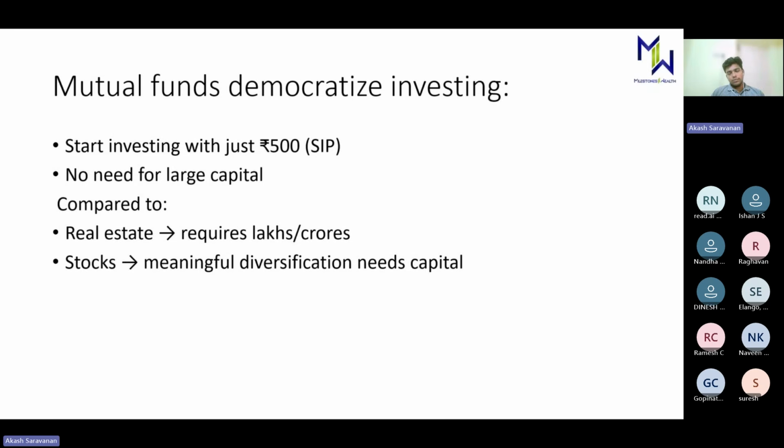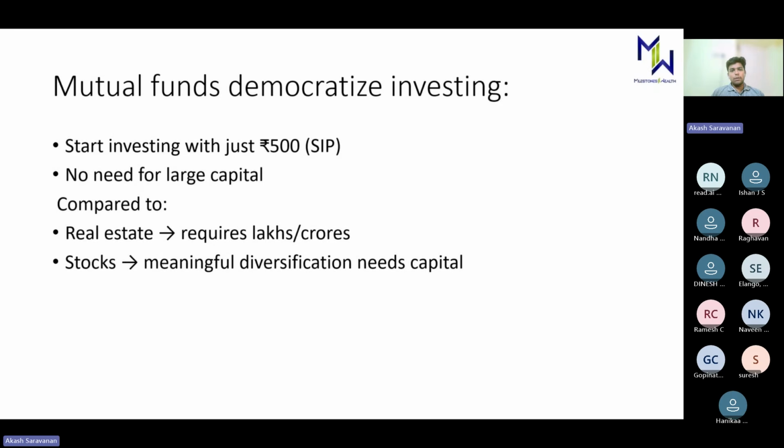Even in terms of other asset class investments, let's say real estate, you need a significant amount of money to buy land, be it gold, silver. But in terms of mutual funds, the main advantage is that you can start your investment with a small amount of money, even with a 500 rupees SIP. So there's no need for large capital. That's one of the most important things of mutual funds.